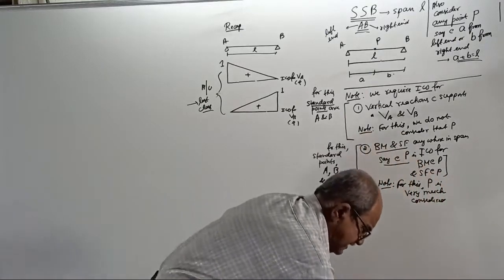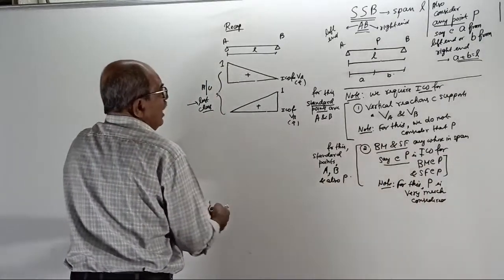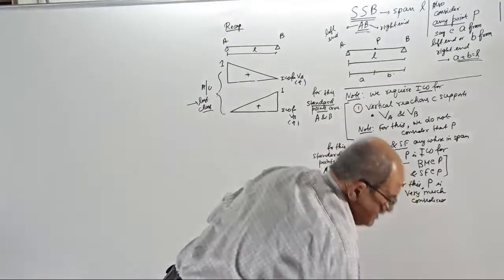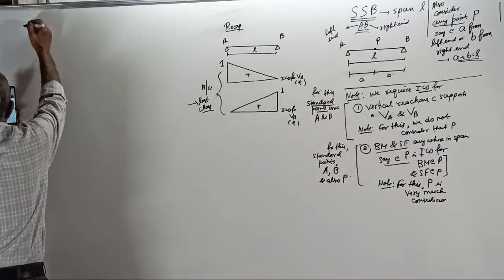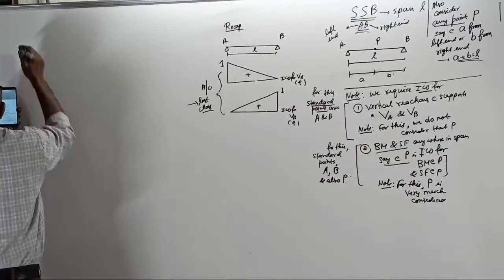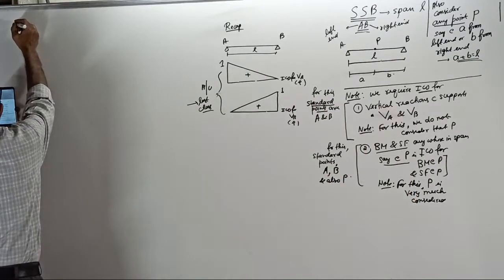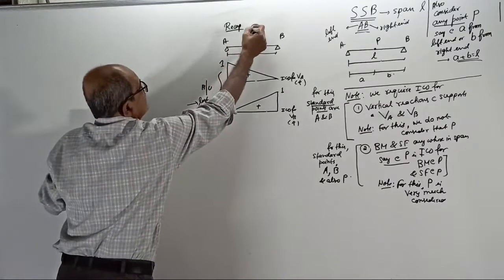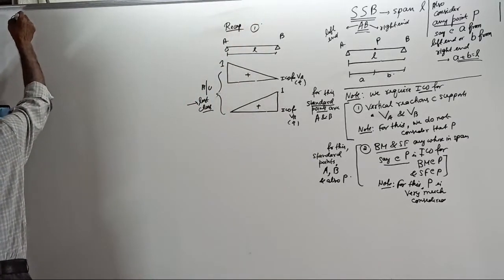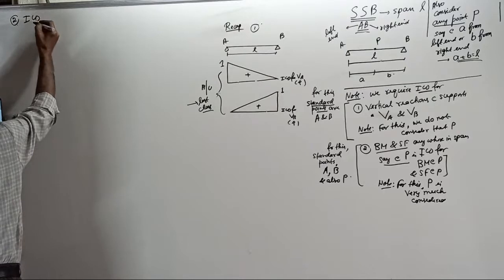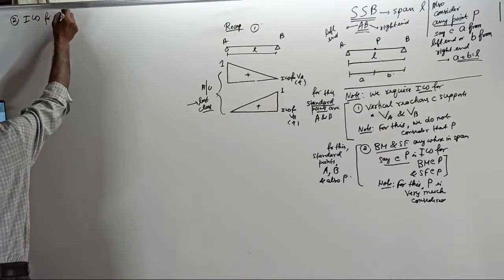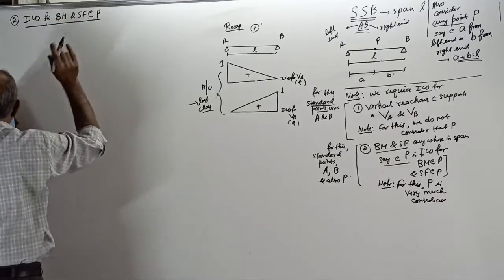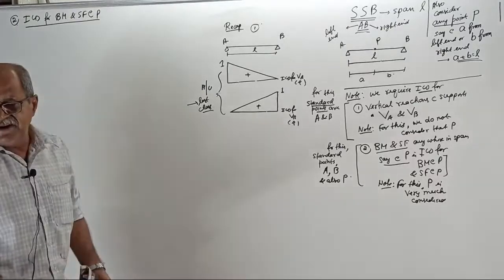Okay, now next I am going for the second part. Up to where I can go, I should see the border line, so that it should not go beyond the line. One minute, and then after writing everything. Okay, now I will go for the second part. See, this is the first part. Now start the second part: ILD for bending moment and shearing force at P, one by one, separately.